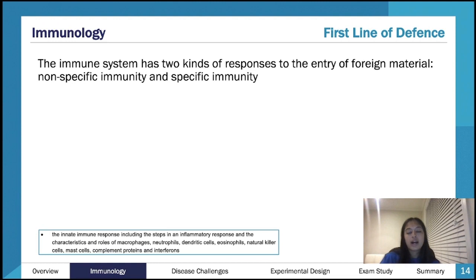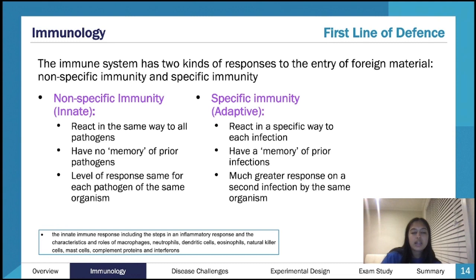But technically, when you're writing, like in short answers, I would never really write first, second, or third. I'm sure it depends how lenient your examiner is. But it's always best to use terminology that's listed on the study design. So you've got your non-specific or innate immunity and your adaptive or specific immunity. It's important to know the differences between these.